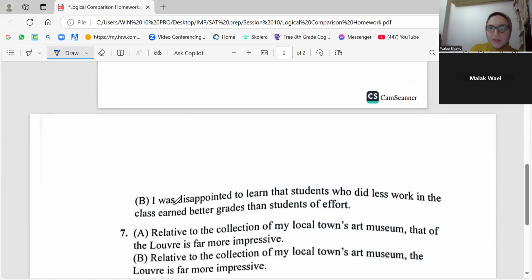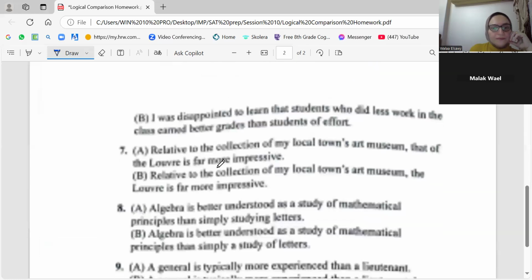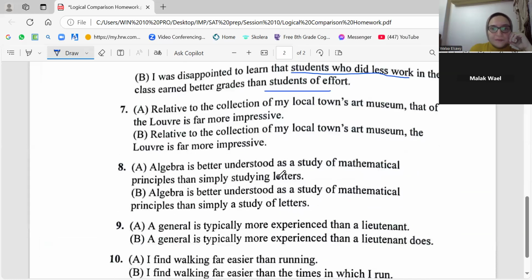We want to compare between them. So, okay, do you want to say that in B we have a faulty comparison? Yeah. Okay, so here, what are the two sides of comparison? The students who did less work with the students who put in effort. Okay, so here, students who did less work in class earned better grades than the students of effort. Okay, so that's why it's A. I was disappointed to learn that students who did less work. Okay, yes, number 7. A.